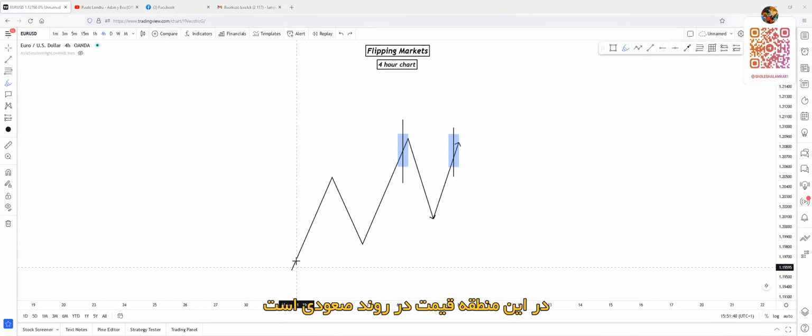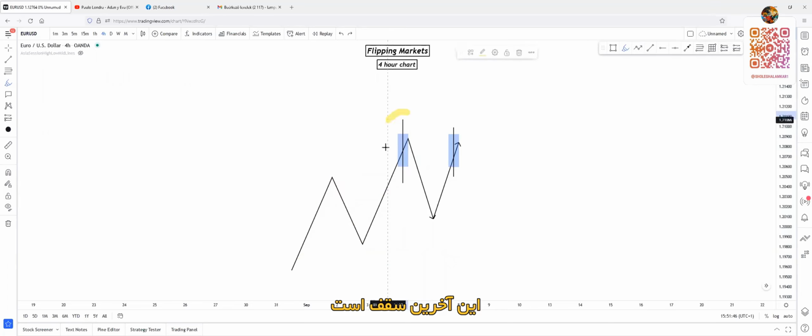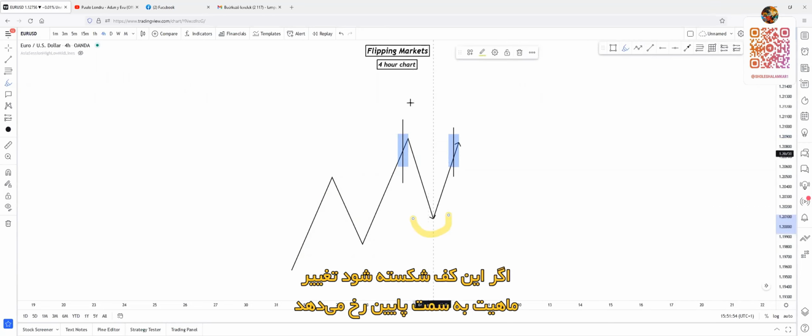In this region, price is moving in an uptrend, creating a series of higher highs, higher lows, higher highs, higher lows. This was our last high point. So if this high point breaks, a breakout structure will happen to the upside. This is our last higher low point. If this breaks, a change of character will happen to the downside.